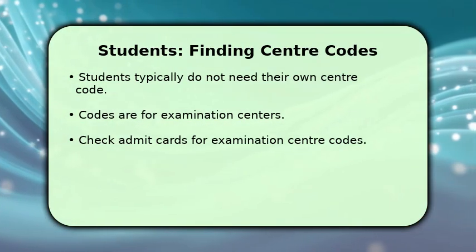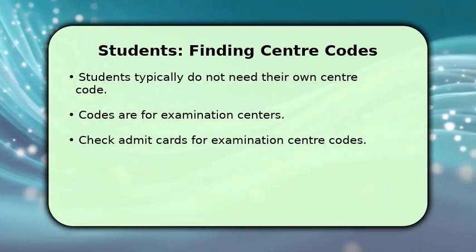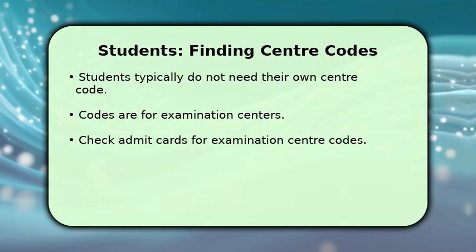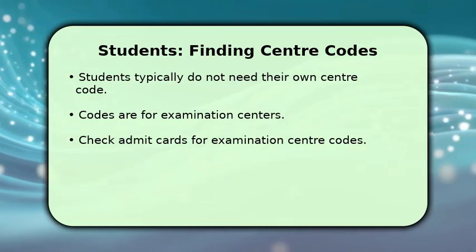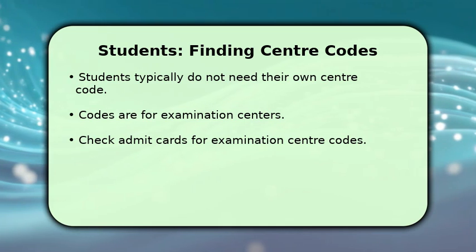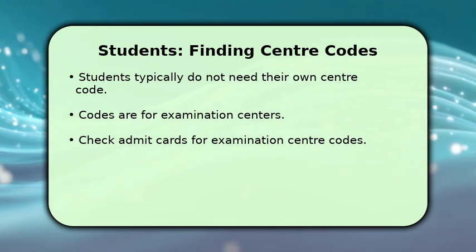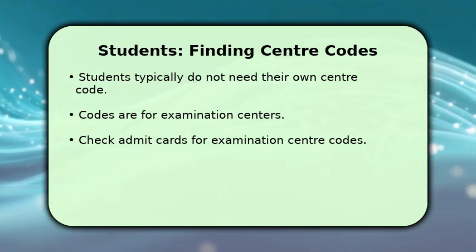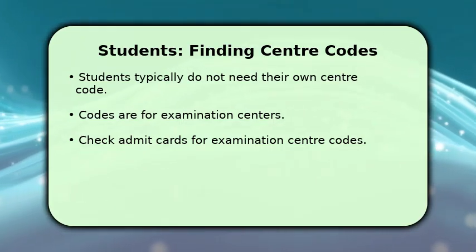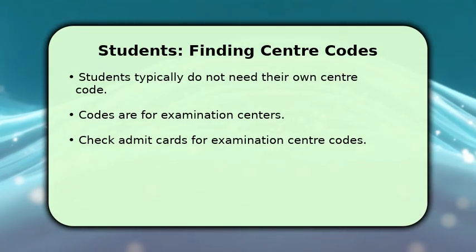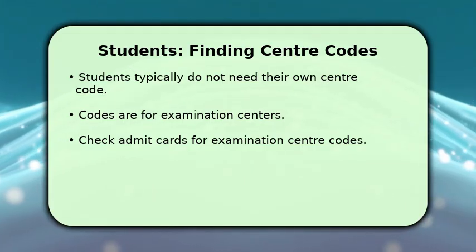Students generally do not get a center code themselves, as these codes are primarily for examination centers. If you are a student, your specific examination center code will be clearly printed on your admit card for board examinations. It's crucial to refer to this document for accurate information. Always confirm details with your school administration if you have any questions about your examination venue.